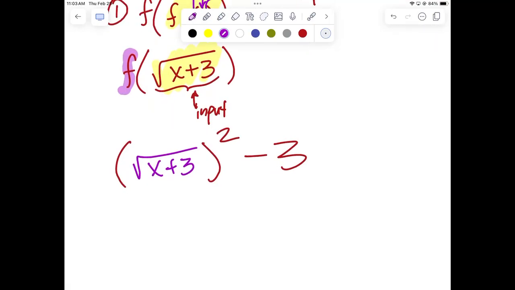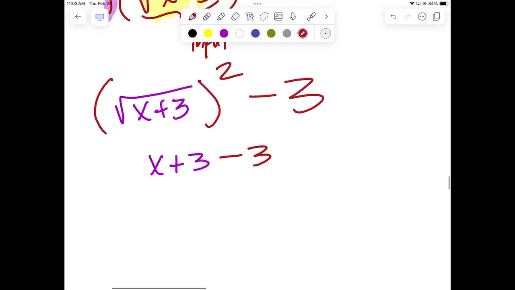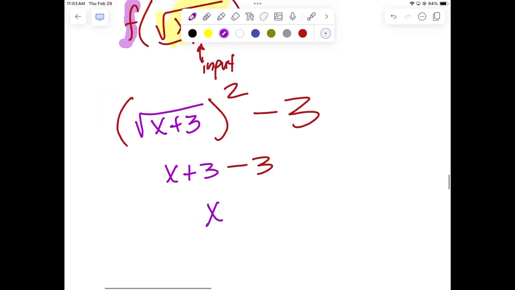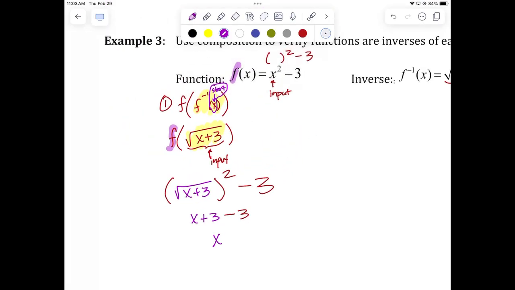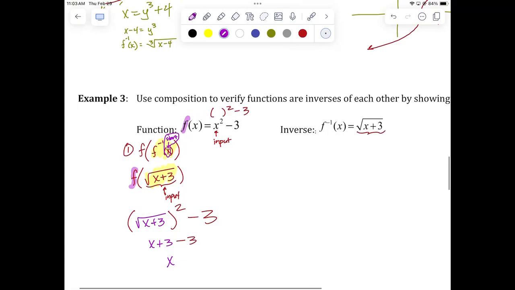What would be the square root squared? What happens with the radical when I square the whole thing? It goes away. So I just get x plus 3, and then I get minus 3. Hey, what's 3 minus 3? So what's x plus 0? X. Did I get x? I did get x. I started with x, and I ended up with x. Now all we got to do is do it the other way. Let's do it in reverse order.